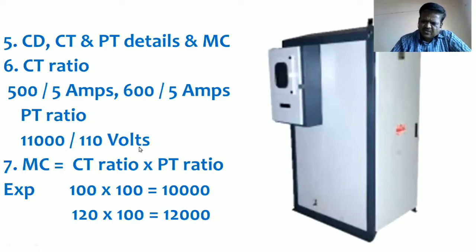Similarly the PT ratio. Usually the standard PT ratio is 11,000/110 volts. The meaning of this: the primary side takes 11,000 volts and the secondary side reduces it to 110 volts. So by using a 110 volt low range voltmeter, you can measure high voltage there. This will be explained in detail. If you find the ratio for the CT, it takes 500 amps and reduces to 5 amps on the secondary side, so the current is reduced 100 times.